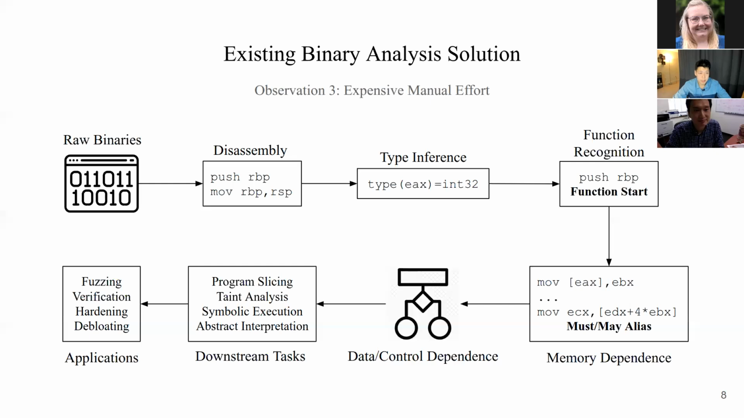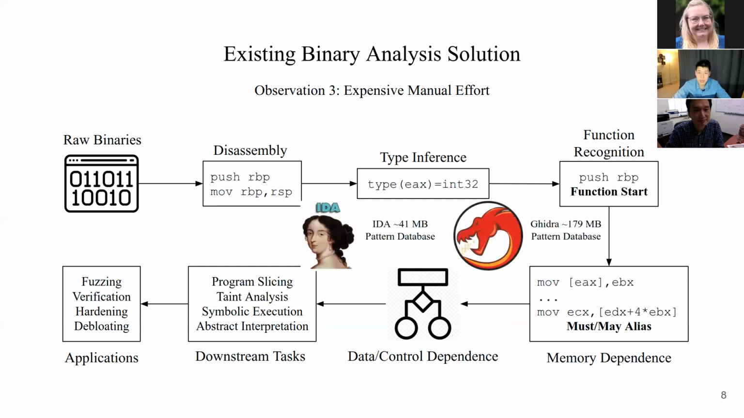Finally, we noticed that a lot of existing tools rely on manually constructing heuristics by domain experts. This database of patterns needs constant maintenance and updates. For example, both IDA and Ghidra maintain a large pattern database and need to cater to new compiler idioms or new architecture specifications frequently.